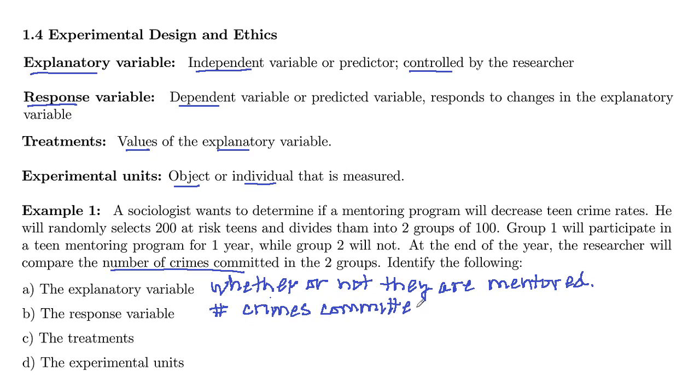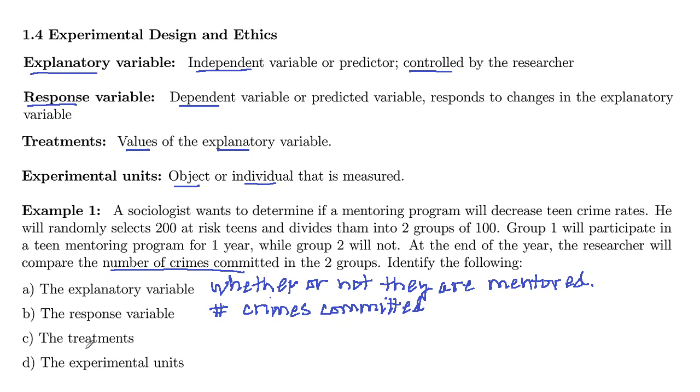So notice that our explanatory variable is categories. They're either in the mentored category or they're not. So that's a nominal or categorical variable. But the number of crimes committed, that's quantitative instead of qualitative. And it's going to be discrete, 1, 2, 3, 4. So it's not going to be anything in a range. You can't commit 1.5 crimes.